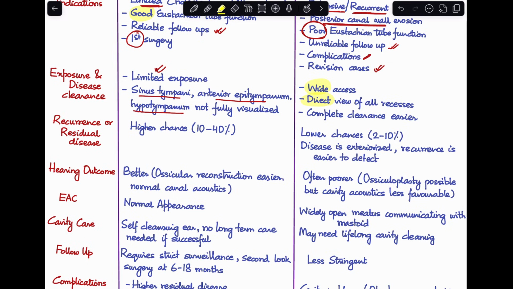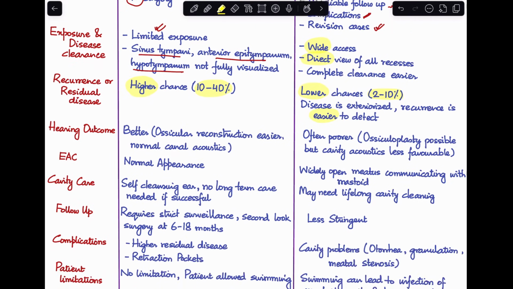Next is the risk for recurrence or residual disease. Canal wall up procedures definitely have a higher chance of risk because of the limited exposure of the different hidden areas in the ear. So it has about a 10 to 40% chance of having a recurrence or a residual disease being left behind. Whereas canal wall down has way lower chances, about 2 to 10%, because the disease has been exteriorized. Also, even if recurrence does happen, it is much easier to detect because of the accessibility.